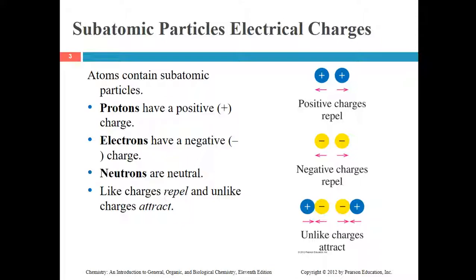What we need to learn is that protons have a positive charge, electrons have a negative charge, and those two charges balance out. Neutrons are neutral, hence the name. An atom itself has an overall neutral charge. Another thing we need to remember from when we were kids and played with magnets is that two like charges repel, whether they're both positive or both negative. Unlike charges, like a positive and a negative, are attracted to each other.